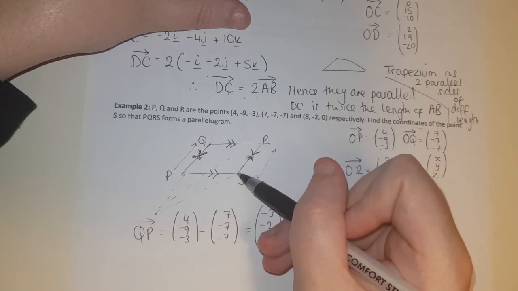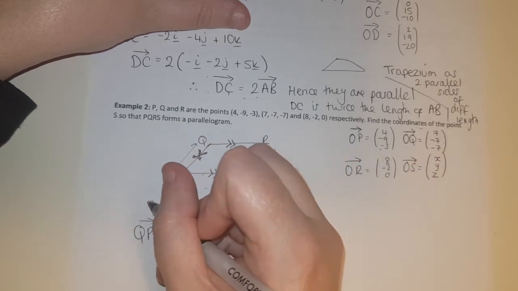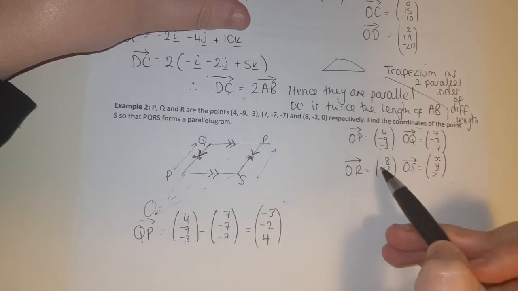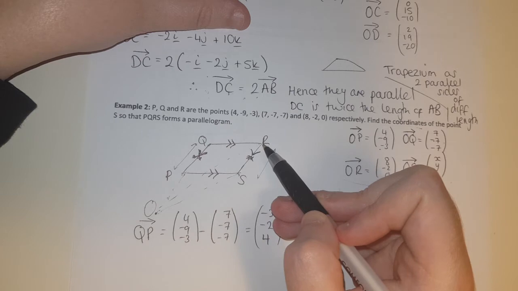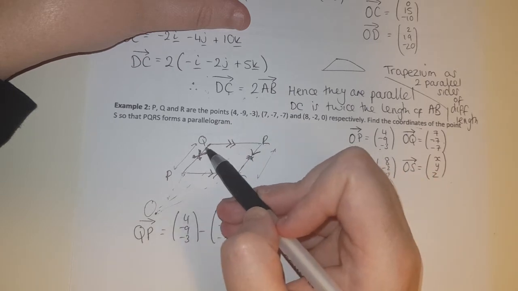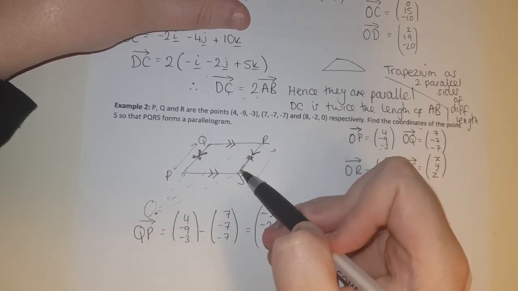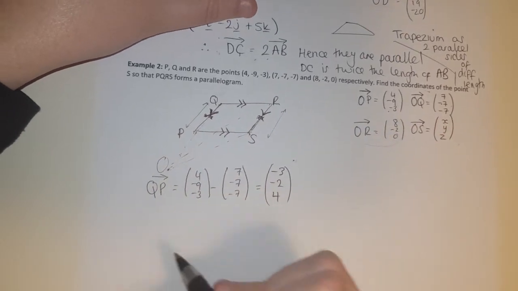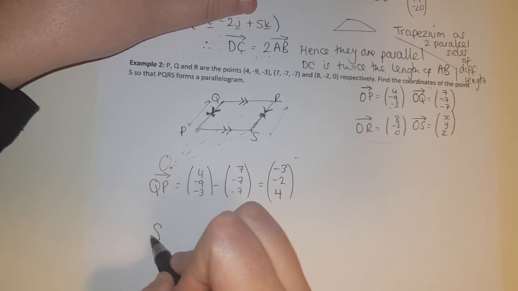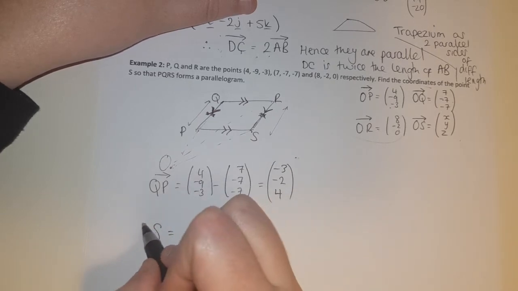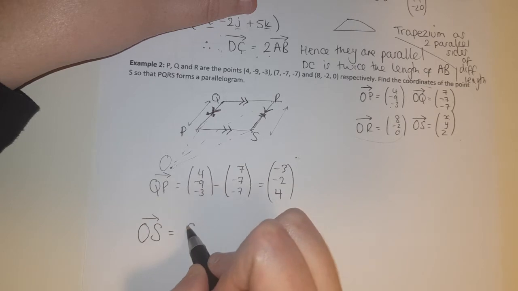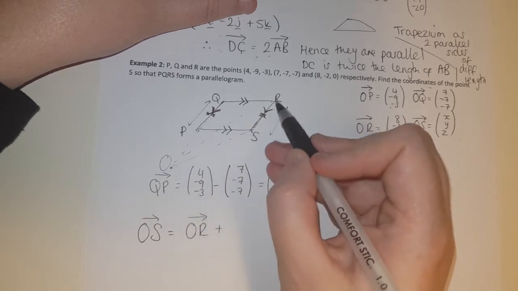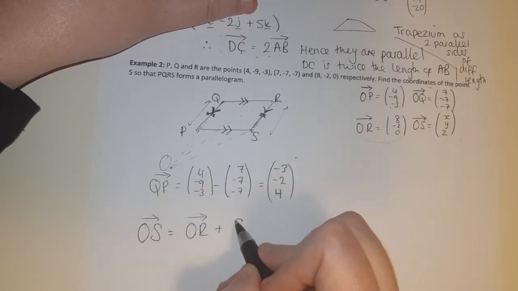Because I want to find point S, if I went from the origin to R, which is O to R, which we've already got, all I want to do is add on the vector Q to P, because this vector here is exactly the same as this vector here. I've just started the vector at a different point. So if I want to go from O to S, I go from O to R first, and then add on R to S, but R to S is exactly the same as Q to P.